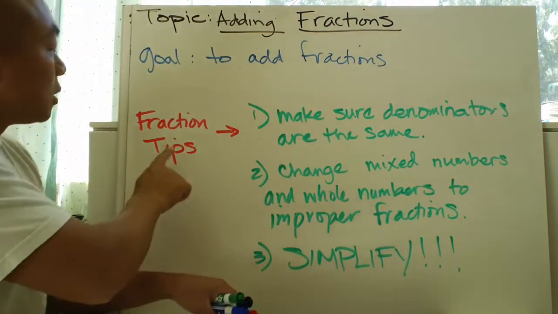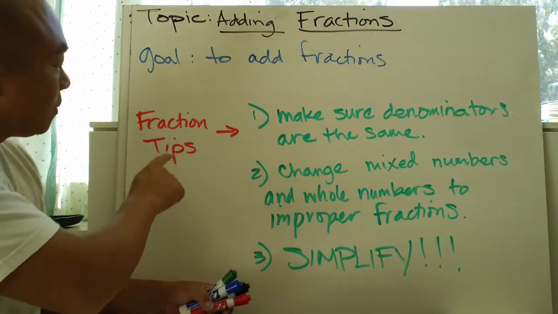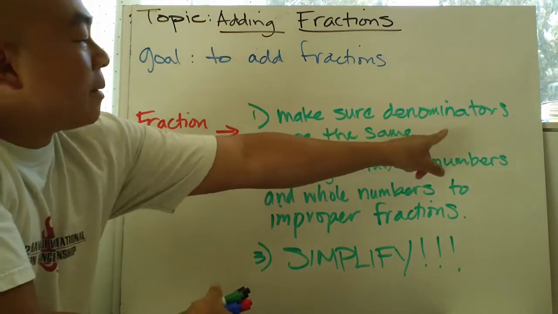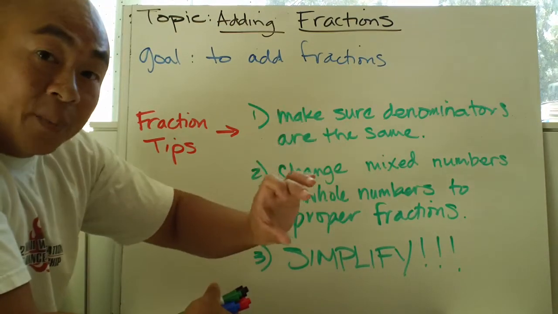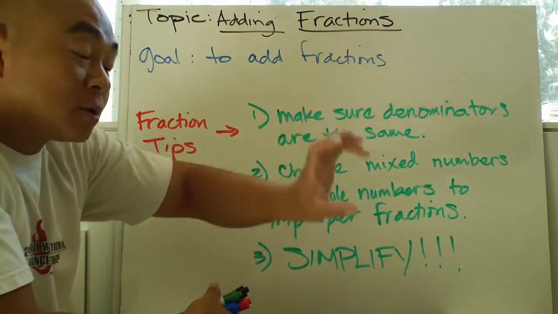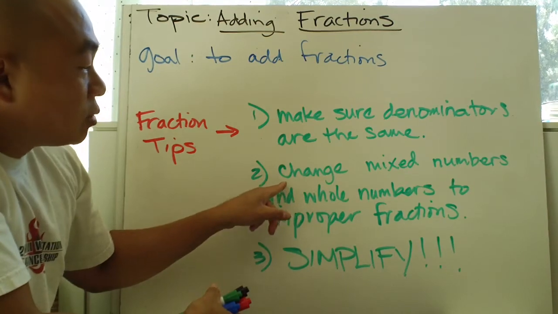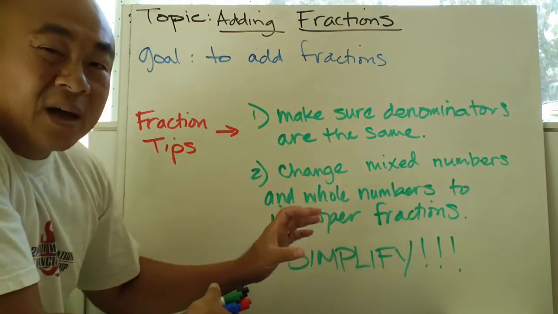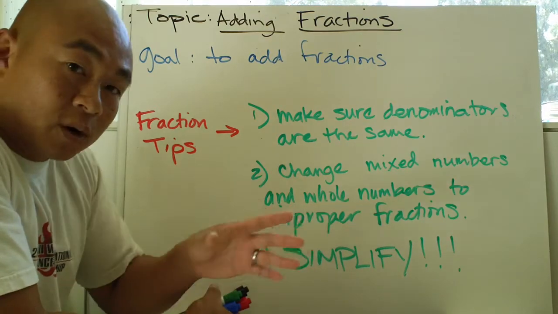Simple. So a couple of things I want to make sure that you guys remember, and here are a couple of fraction tips. First one, make sure denominators are the same. Denominators is that bottom number of your fraction. You have your numerators and your denominators. Number two, change mixed numbers and whole numbers to improper fractions. It kind of makes things a little bit easier when you're going along, okay?